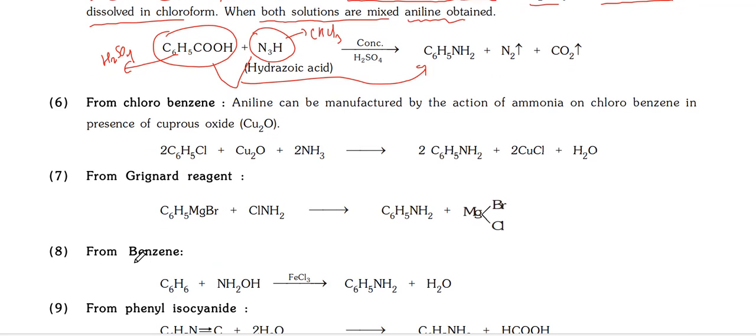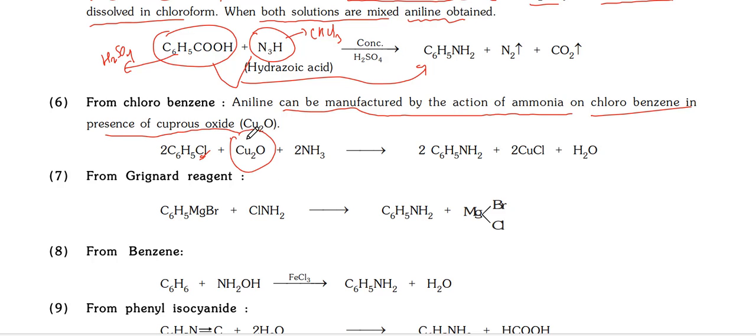Next, from chlorobenzene, we have to remove chlorine and put NH2. So the catalyst is important. Aniline can be manufactured by the action of ammonia on chlorobenzene in the presence of cuprous oxide. Cuprous means oxidation number +1. Cuprous chloride is formed, and aniline is formed here.